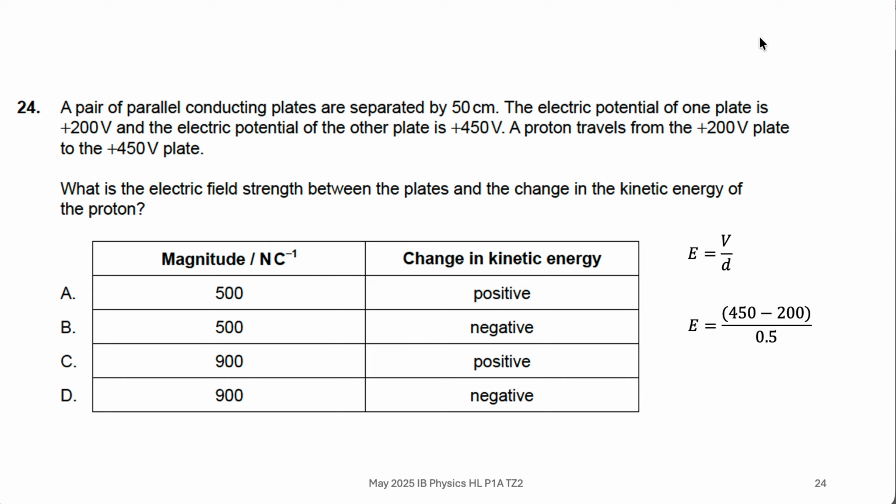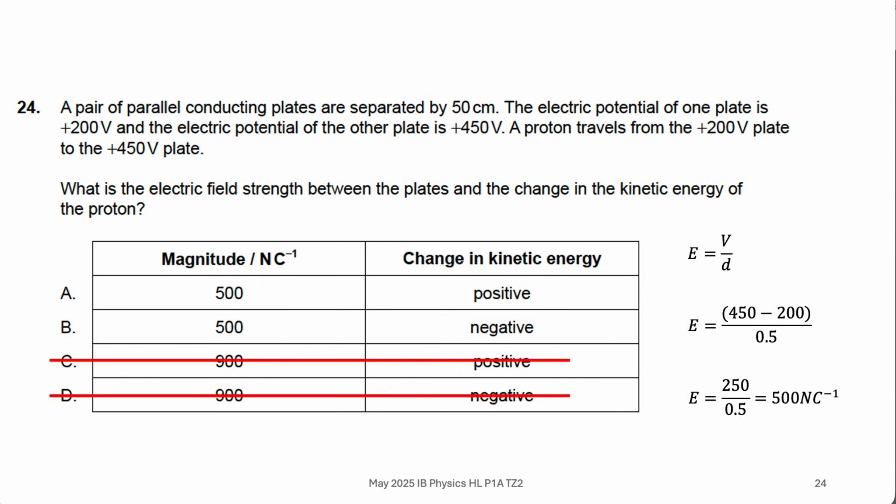Now, the big question here is, what is V? V here is the potential difference, not the potential. So if we have a 200 and a 450, then we are going to be thinking here about the difference between these. 450 take away 200, which is going to give you 250 divided by 0.5. Noticing here I've changed my distance into meters, and that gives me a magnitude of 500. So we're going to get rid of C and D.